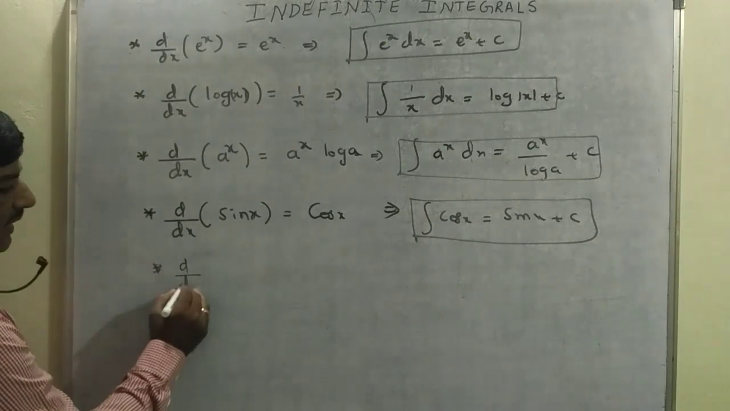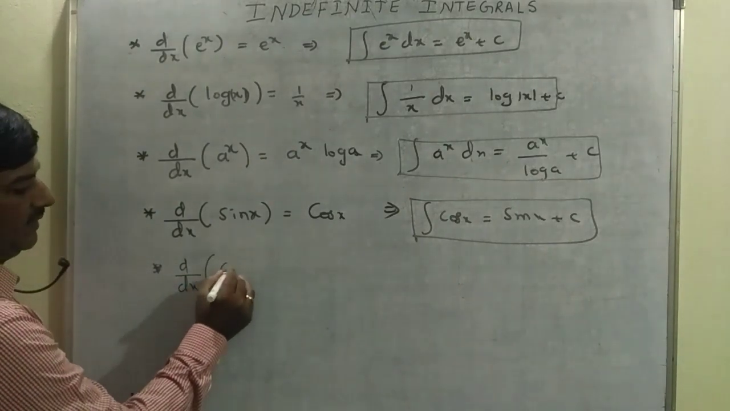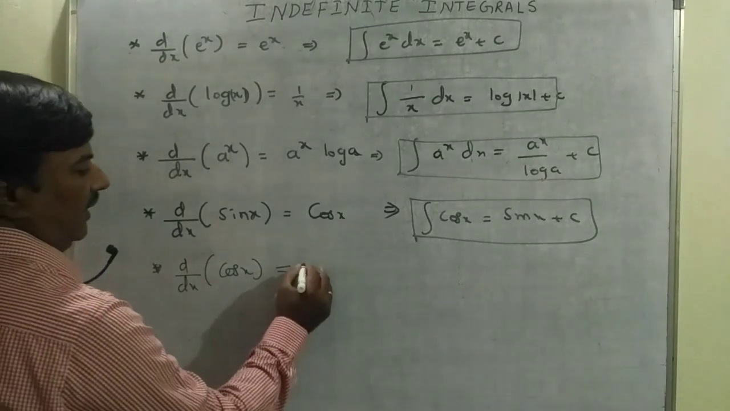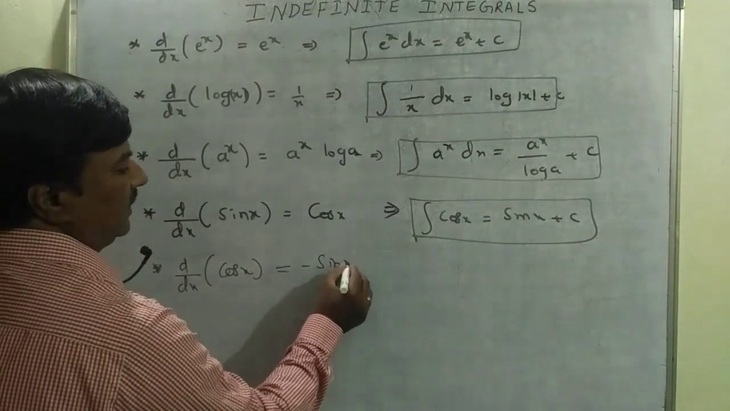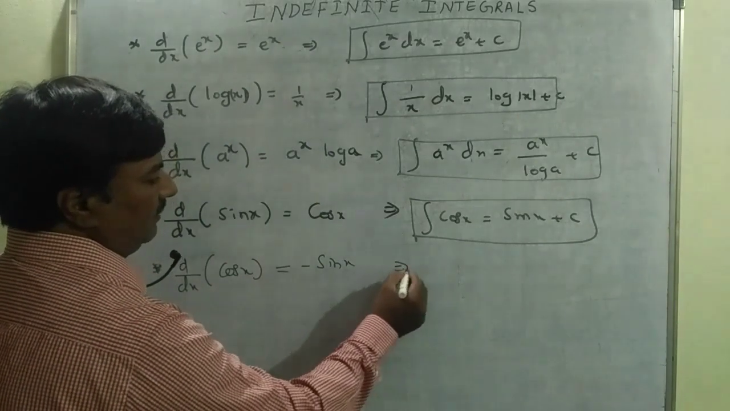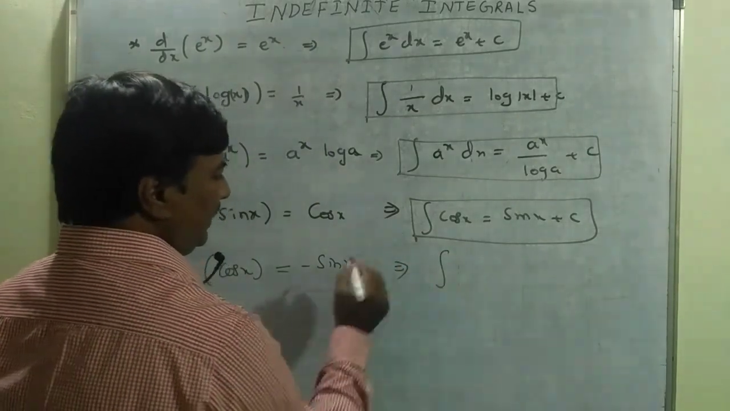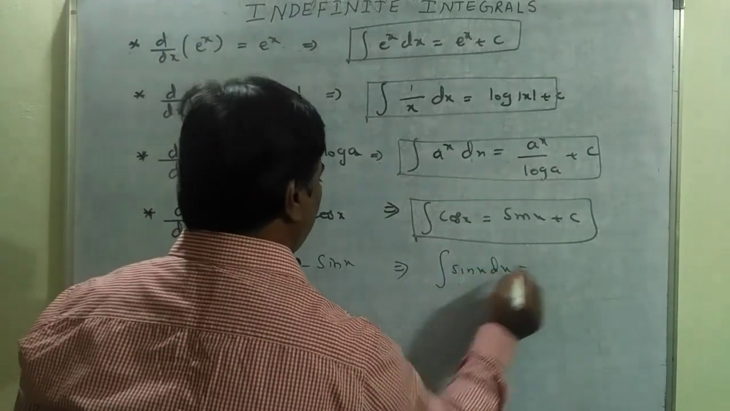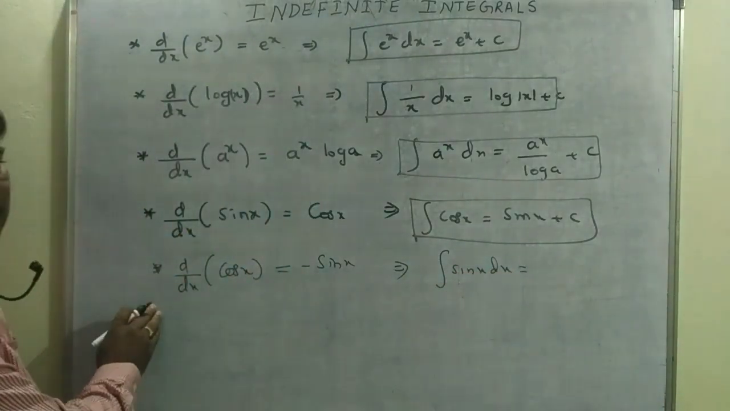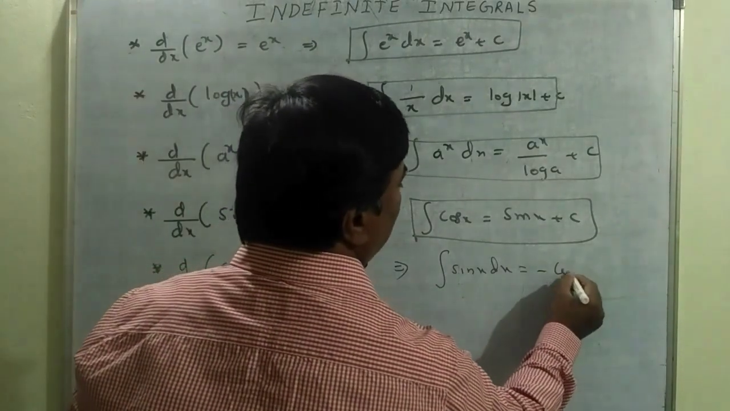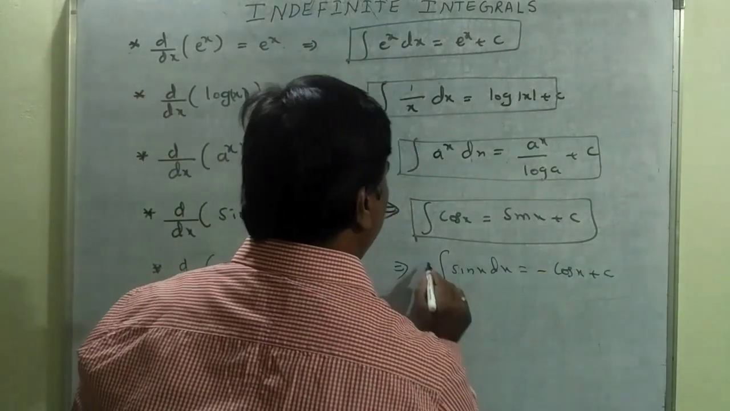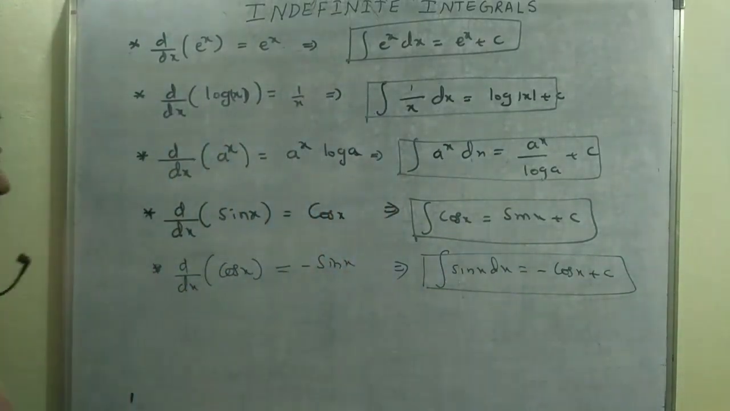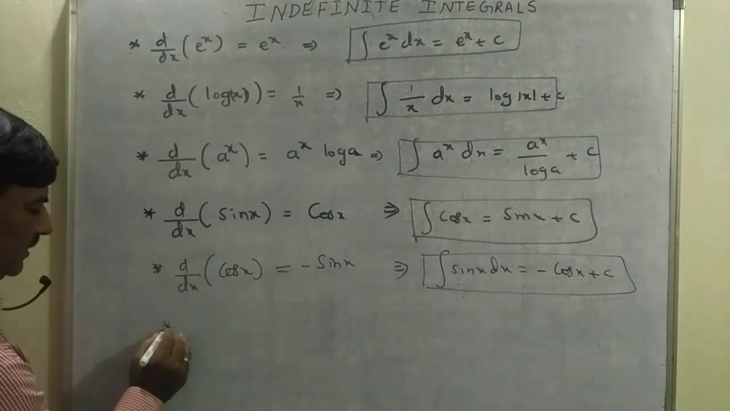d by dx of cos x is equal to minus sin x. We know that integration is the reverse process, so the integration of sin x dx is equal to minus cos x plus c. The minus comes here, so the integral of sin x becomes minus cos x.